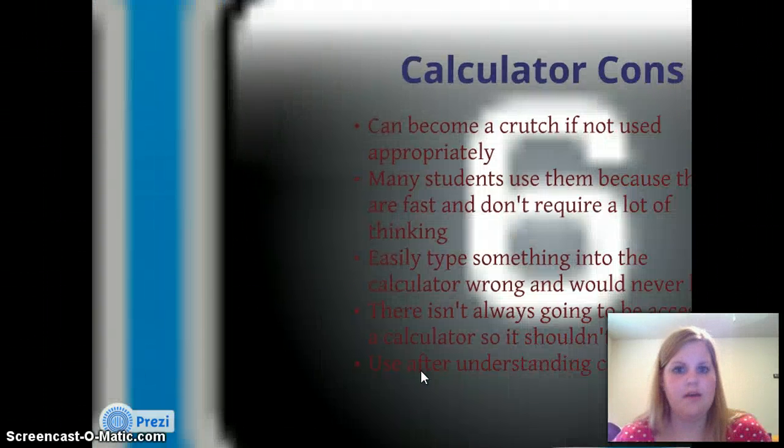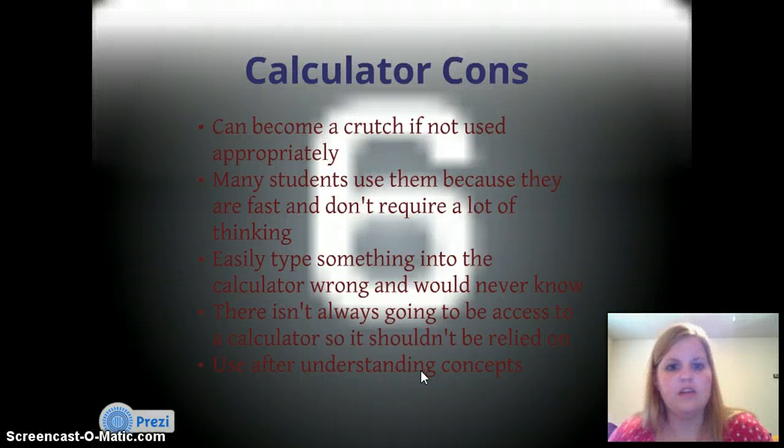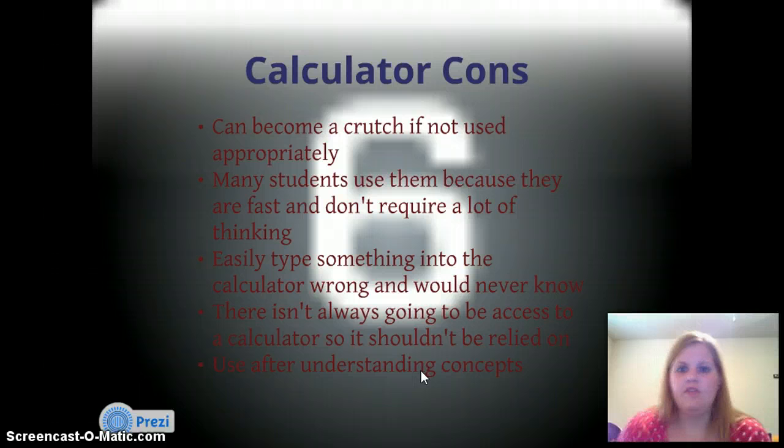And some calculator cons: calculators can become a crutch if not used appropriately. Like, if students have used them all their lives, they won't know how to do basic facts and will simply go to the calculator because it'll give the right answer. Many students use calculators because they are fast and don't require a lot of thinking.